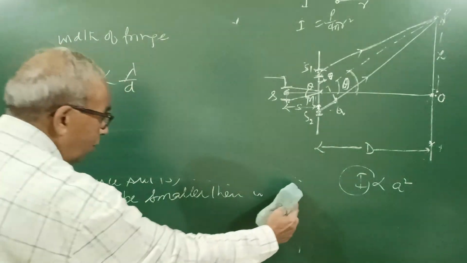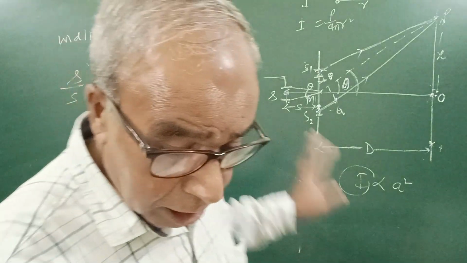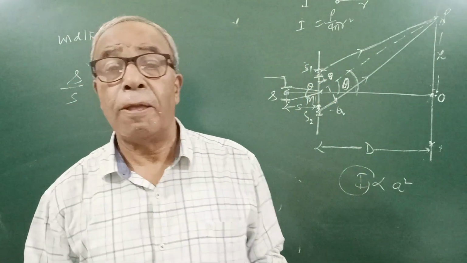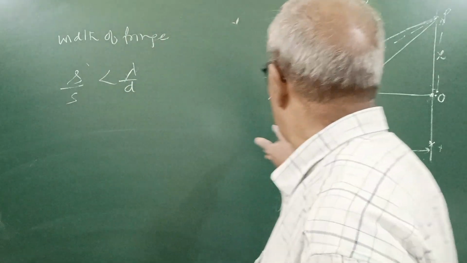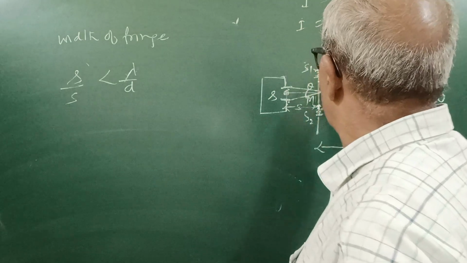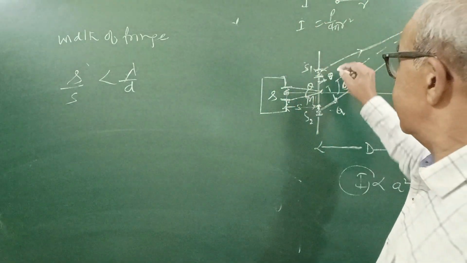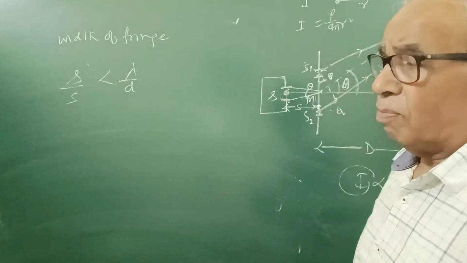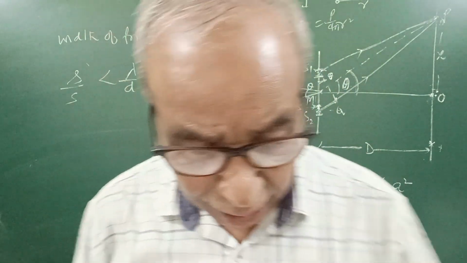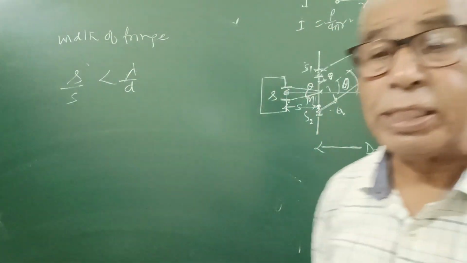In the next video I will take 2 more problems of this experiment, that is, interference with a white source. What will happen if this source is a white source? And if we place some transparent material like glass in the path of light going from one slit, how will the fringes change? Thank you.